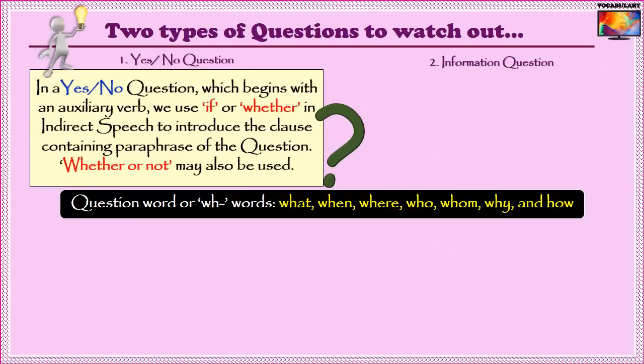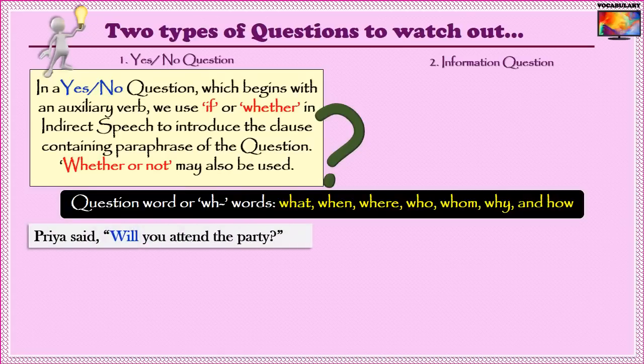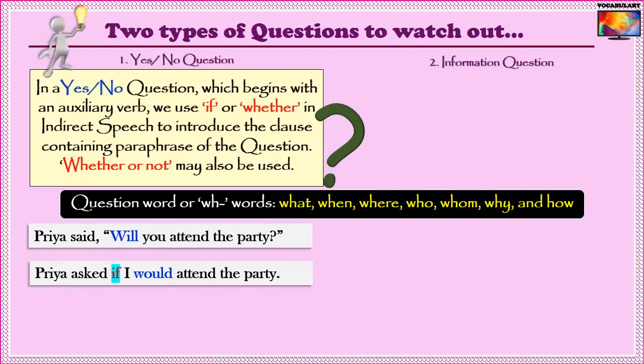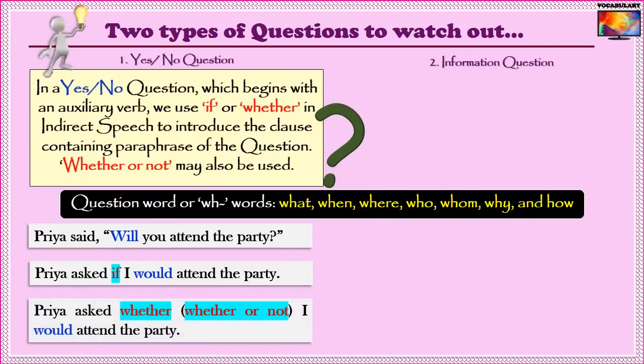So consider the following example. Priya said, "Will you attend the party?" The indirect speech for this interrogative sentence looks like, Priya asked if I would attend the party. We can also say, Priya asked whether I would attend the party. As you would have noted, we use if, whether, or whether or not as joining words.